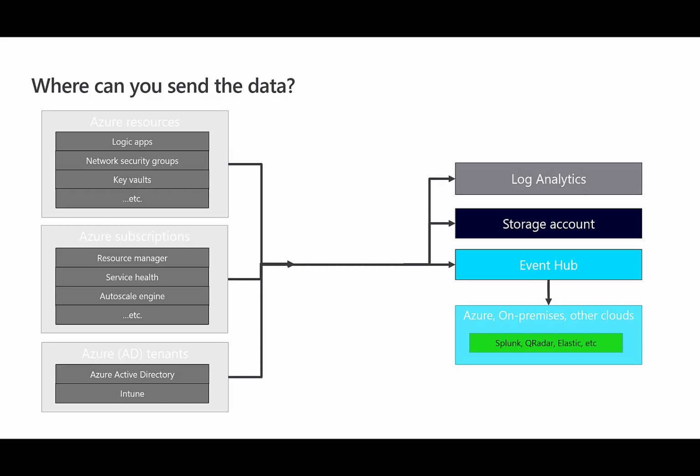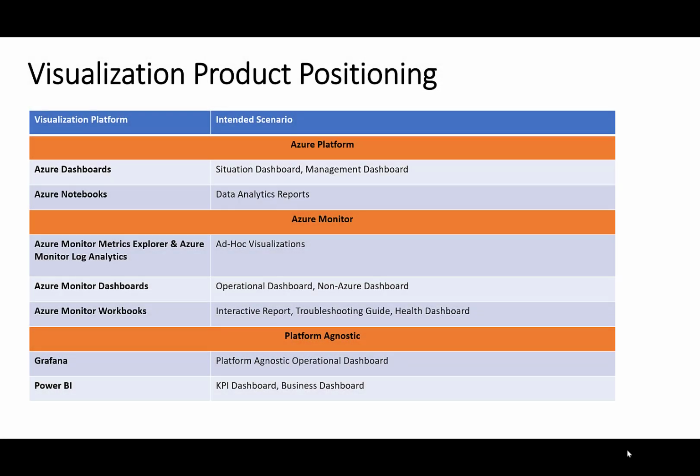The second location you can send to is Event Hub. You can send platform log data outside of Azure, for example, to a third-party SIEM or custom telemetry platform. The third location you can send to is Azure Storage, where you can archive the logs for audit or backup.